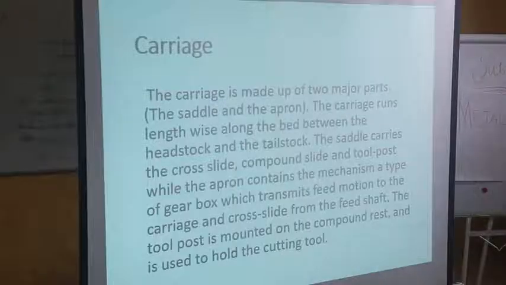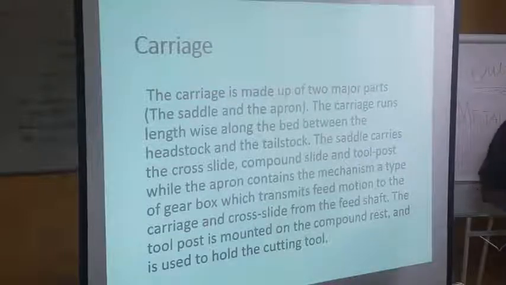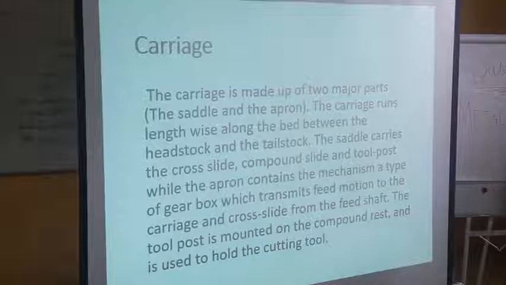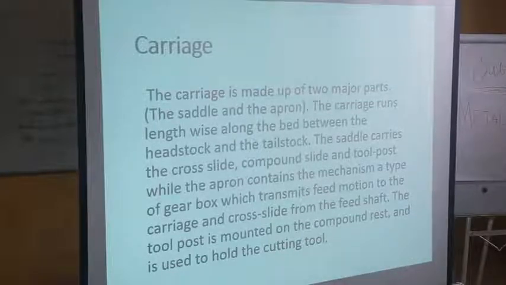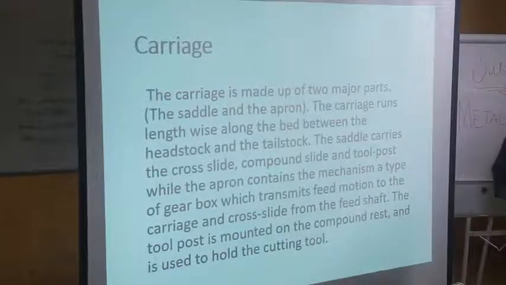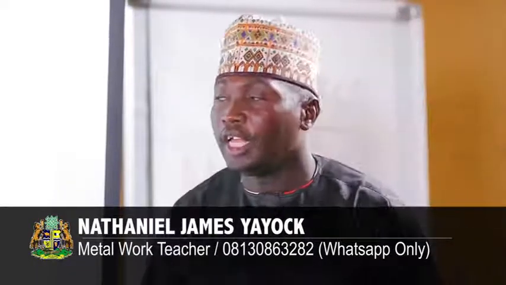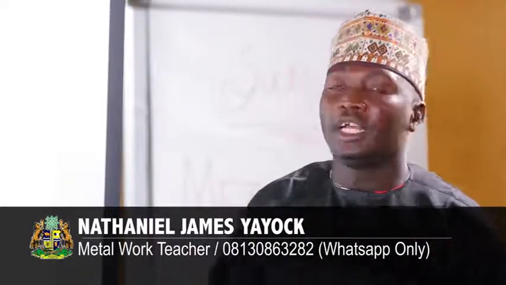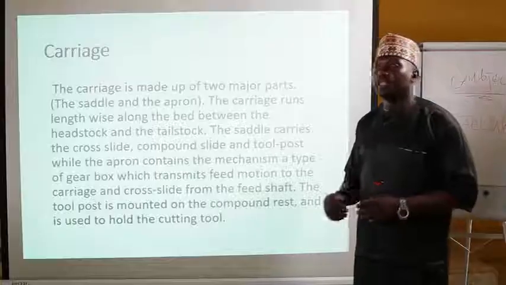Now let's talk about the carriage. The carriage is made up of two major parts. There are two basic parts located on the carriage. One, we have the saddle, and the apron. The carriage runs lengthwise along the bed, between the headstock center and the tailstock center.